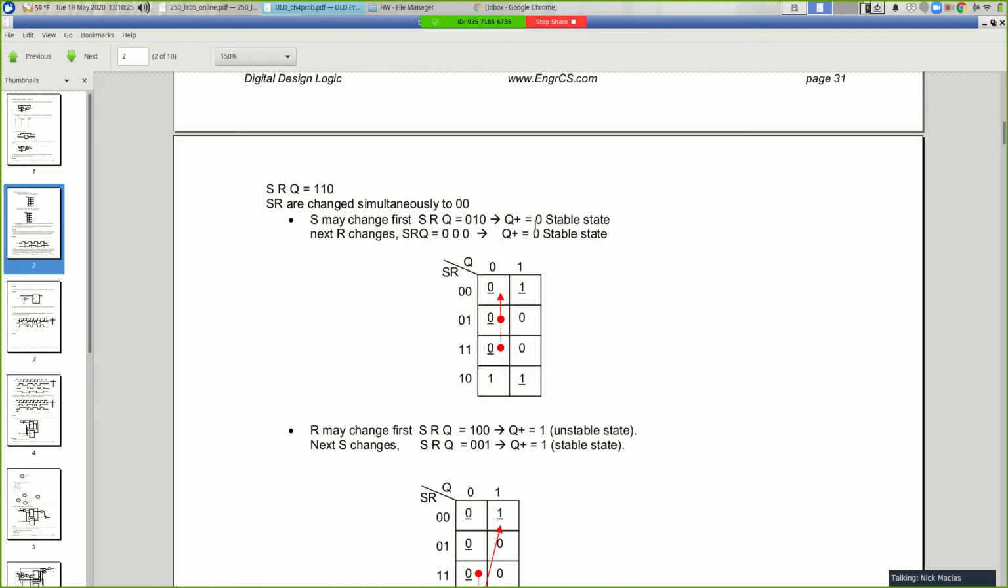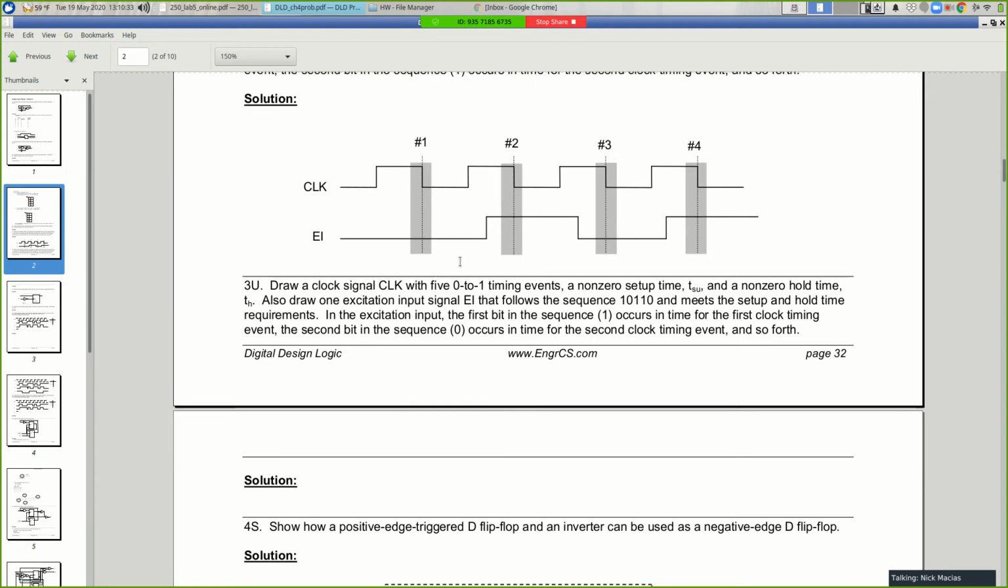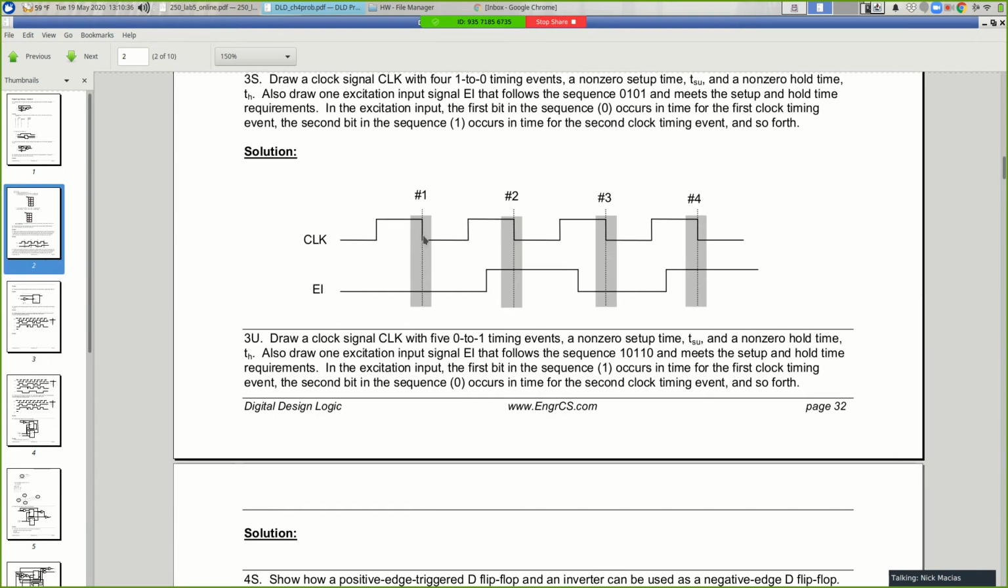Let me talk about one of the other problems in here. I posted a video last week about timing of state machines. That's what question 3 is about. It's basically this period before the clock tick, that's the setup time. The period after is the hold time. If you read question 3S, this is a timing diagram that shows you these periods during which the input needs to be stable. So 3U, you're doing the same thing, but for a particular input sequence, 1, 0, 1, 1, 0. So you're drawing a timing diagram that shows the values of this EI input that respect these setup and hold times.